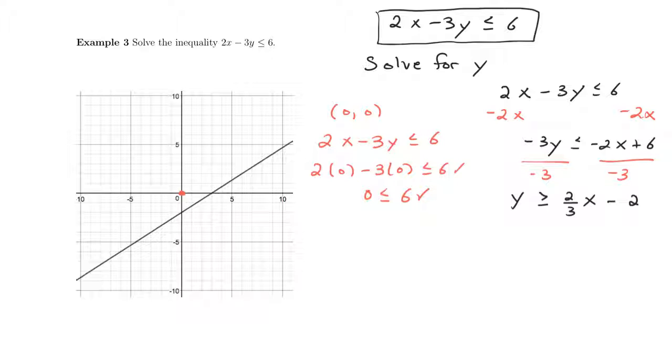Well, at this point, y is by itself, and y is greater than. And since it is greater than, it means we are actually above the line. And so that's why the (0, 0) worked, because I chose the region that is greater than the line.